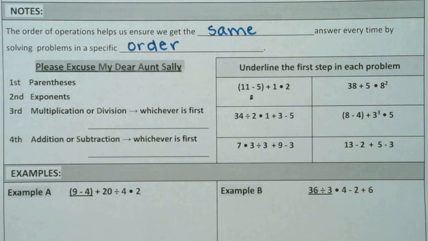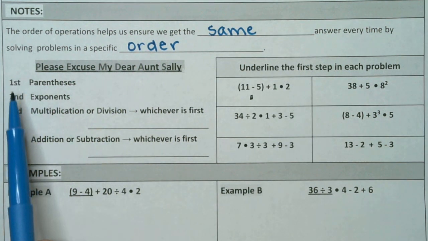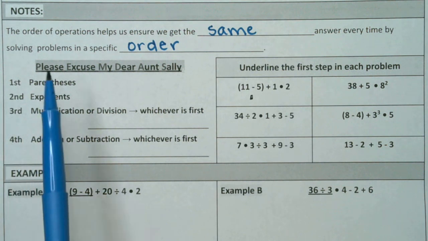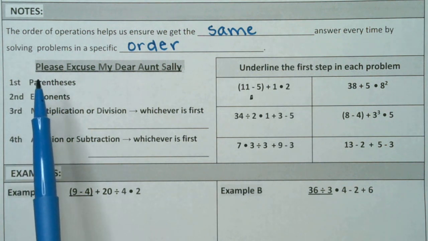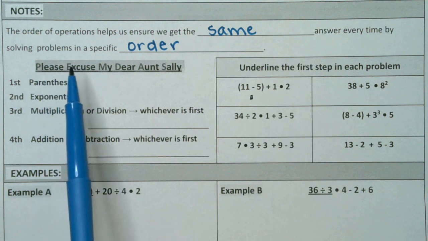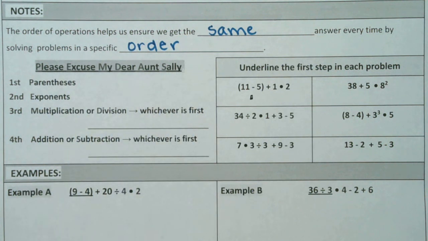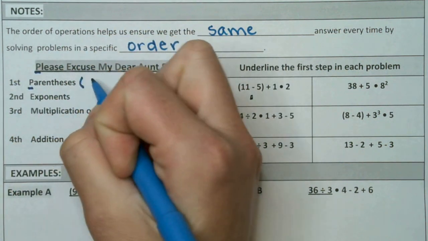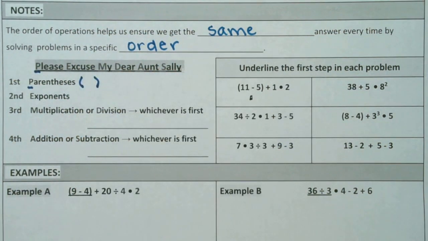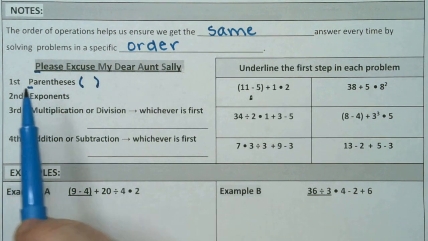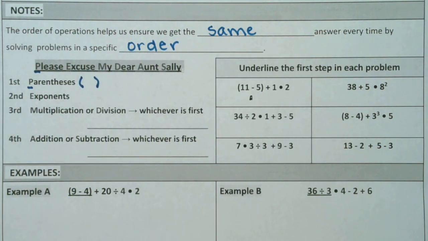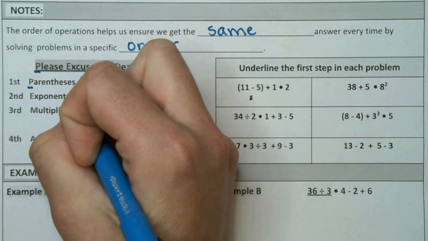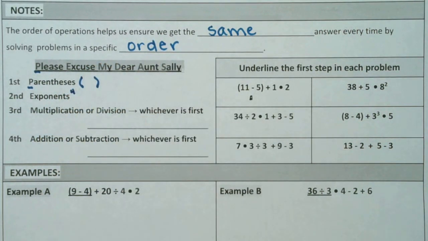Now, the order in which we solve problems are listed right here. The way you can remember them, and likely your parents remember them too, is please excuse my dear Aunt Sally. The first thing we're always going to look for is the P for parentheses. Write that with me. The next most powerful operation is exponents. Let's just put a little tiny 4 to show an exponent.